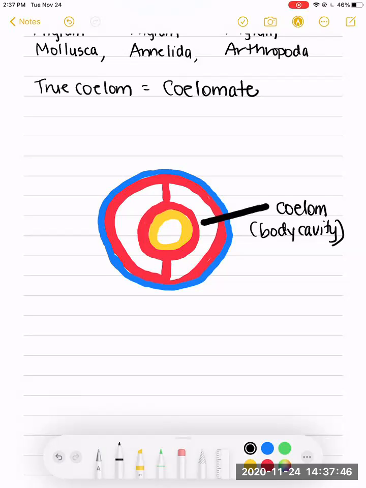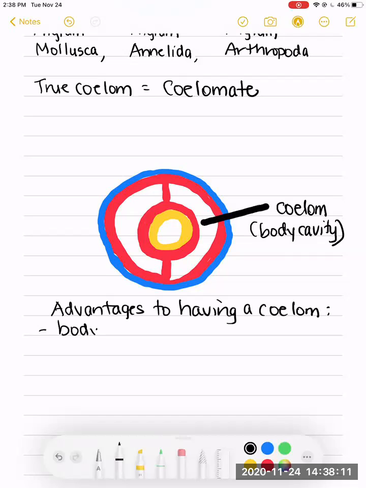I'm going to make a whole list for you of the advantages to having this celome, to having this body cavity that's completely surrounded by mesoderm. So advantages to having a celome, a body cavity. Number one, body muscles can contract without crushing the organs.